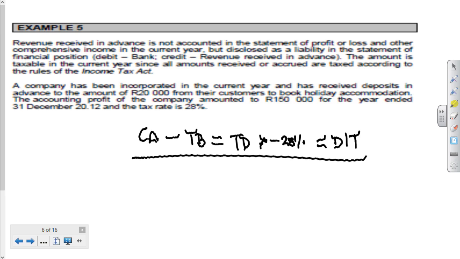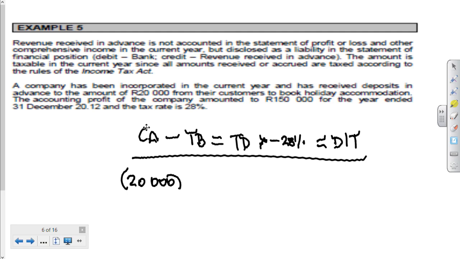I now have a liability. I have income received in advance. It's sitting in the statement of financial position. It is a liability, and so therefore I'm going to put it in a bracket.